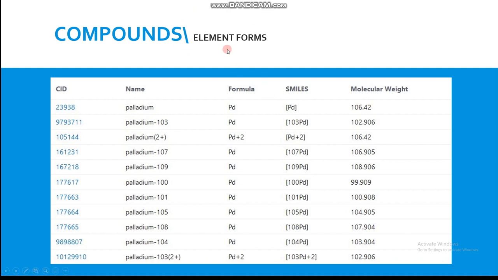The compound. We have elemental forms. We have more than one elemental form, as shown: palladium, palladium-103, palladium-107, and etc. Actually, this table shows some of the elemental forms and their symbols and their formulas and molecular weights, which is important.